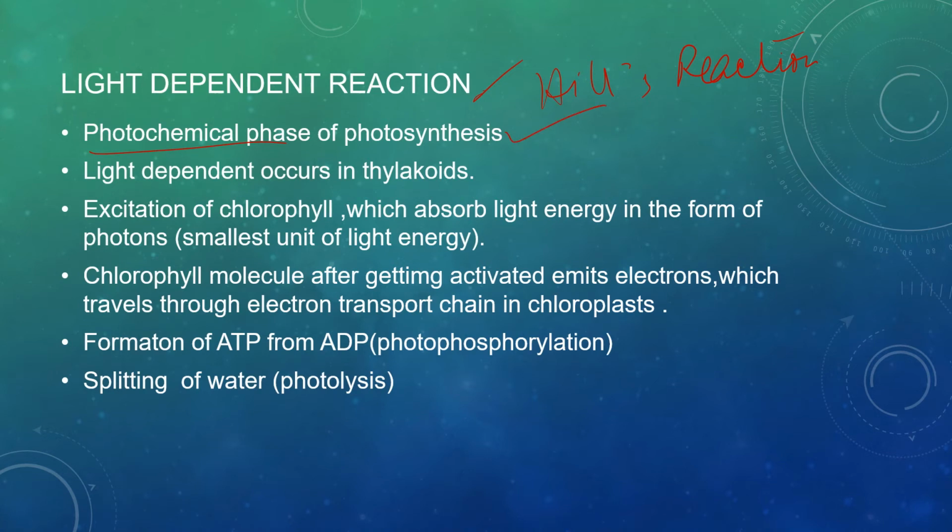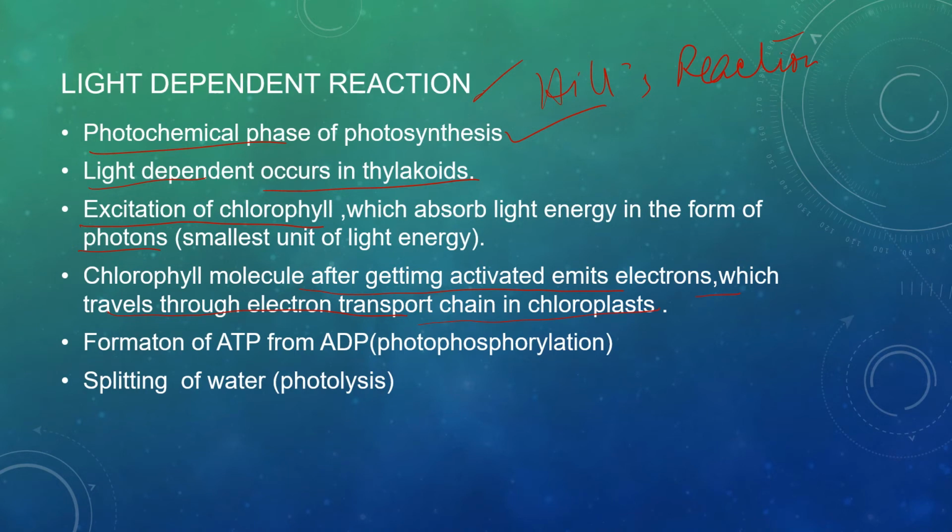So the photochemical phase means the light-dependent reaction, which occurs in the thylakoids. Now when light energy in the form of photons falls on the leaf surface, what is happening? Excitation of chlorophyll is happening. Excitation of chlorophyll means that the photons are activating the electrons to be emitted, which travel to the electron transport chain in the chloroplast.